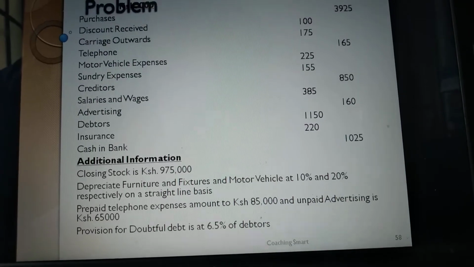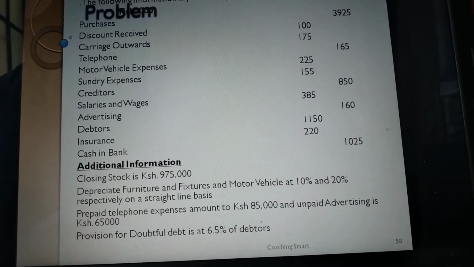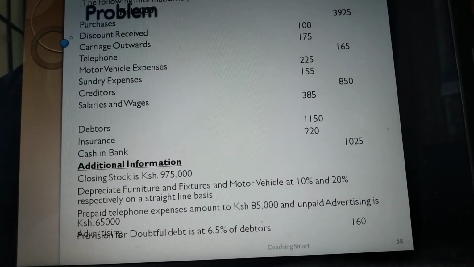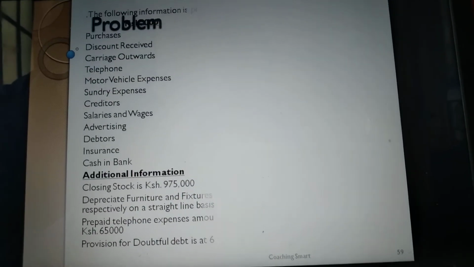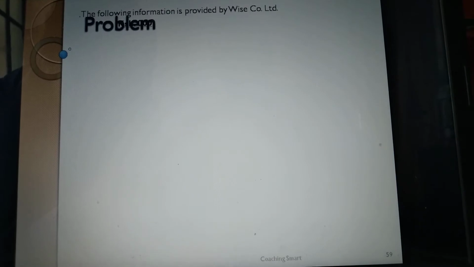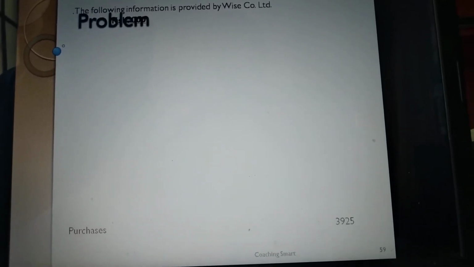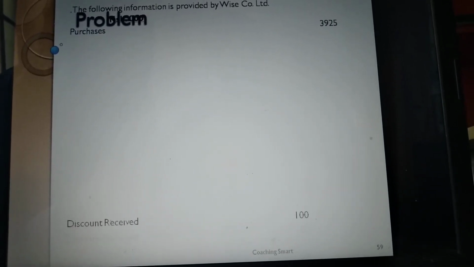Now, we are required to do the following. We're required to solve a problem. Now, in our problem, the following must be solved.